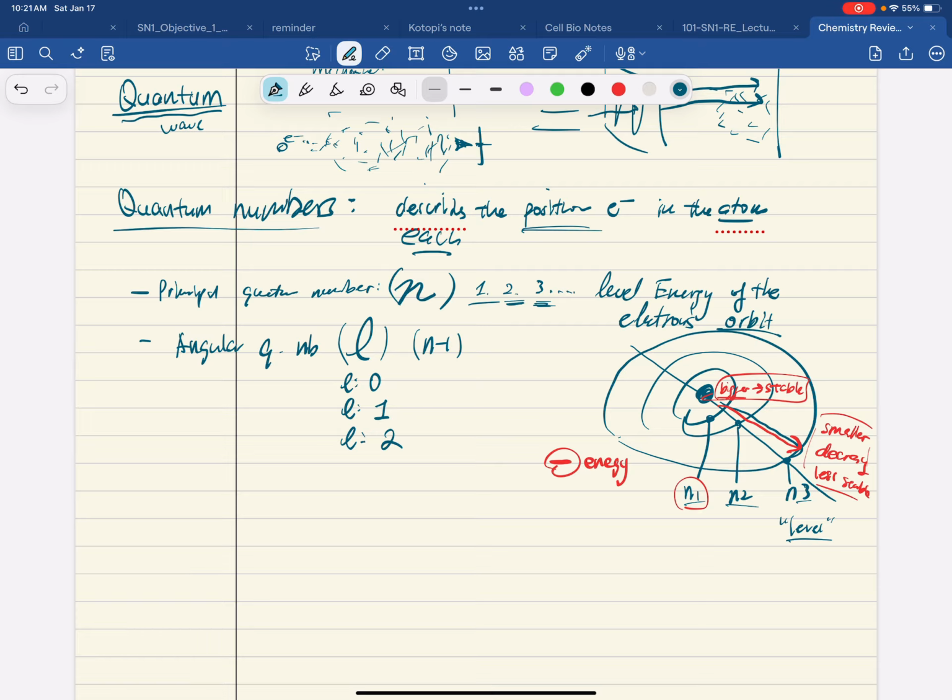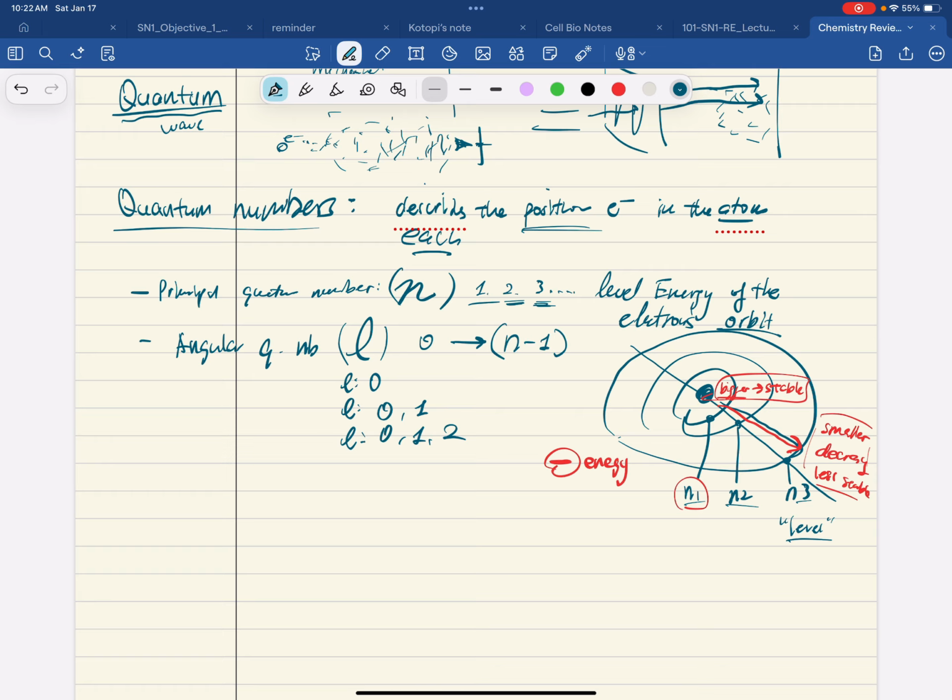So we actually have 0 and 1, or 0, 1 and 2. If n is 1, it will only have 0, because L has to be n minus 1 or anything smaller than n minus 1. So L goes from 0 to n minus 1.